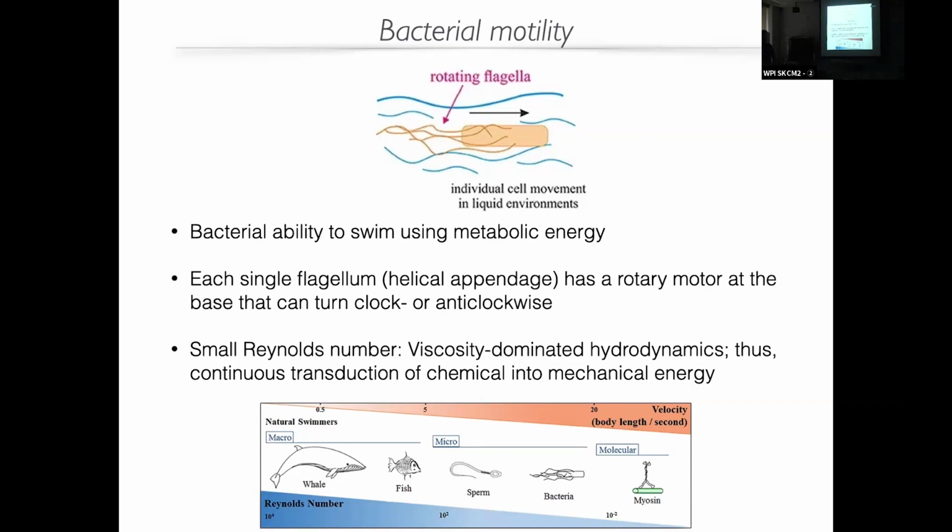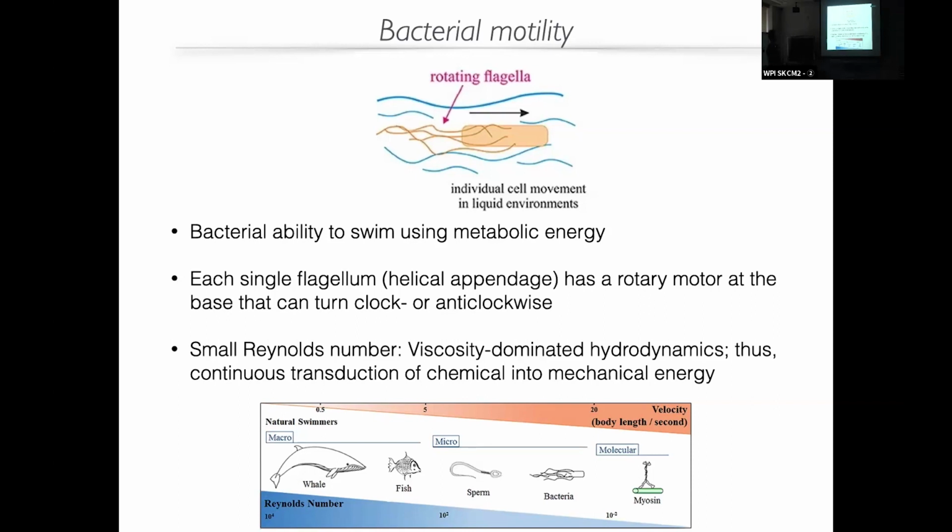It has to do very much in the fluid environment with the size of the animals. On the larger end of the size distribution, we have a fish, a whale, large animals associated with a very large Reynolds number. The Reynolds number is proportional to the size of the object moving through a hydrodynamic environment, or the environment moving relative to the object. Large Reynolds number means inertia dominated dynamics.